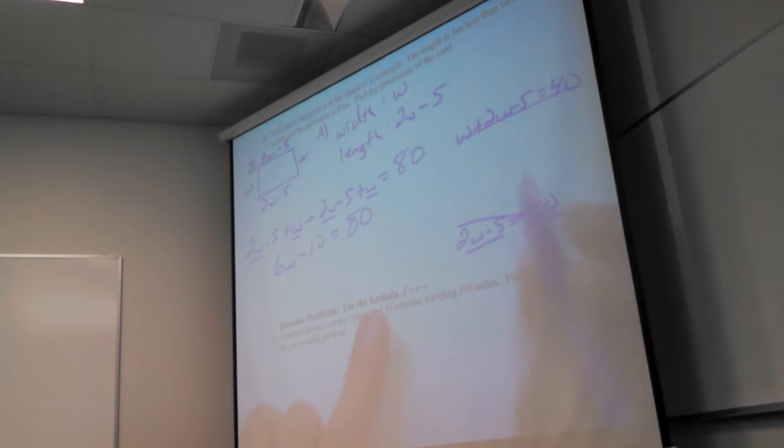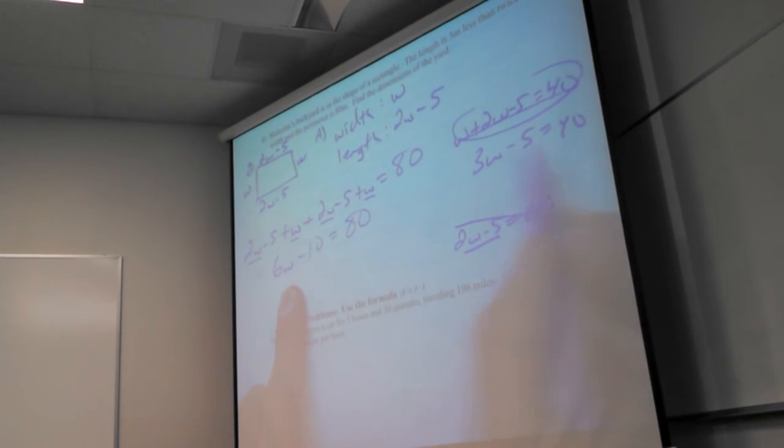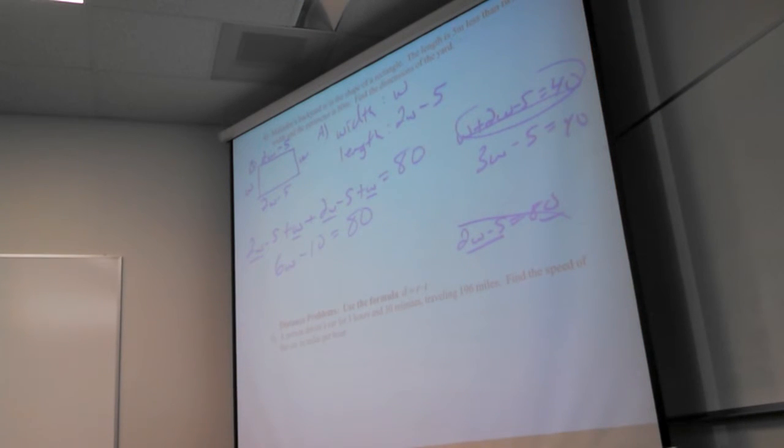And real quick, just to show you, the next step on this one would be 3W minus 5 equals 40, right? And if I cut everything here in half, don't I get this? They're the exact same equation. They just started a little bit later.